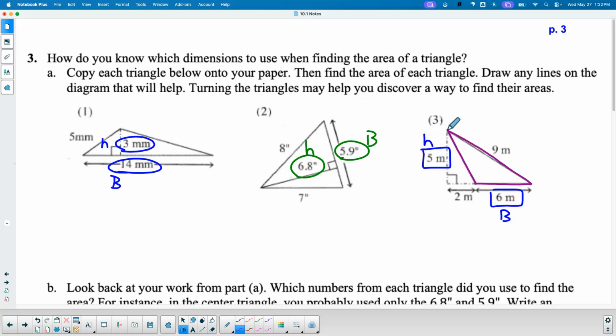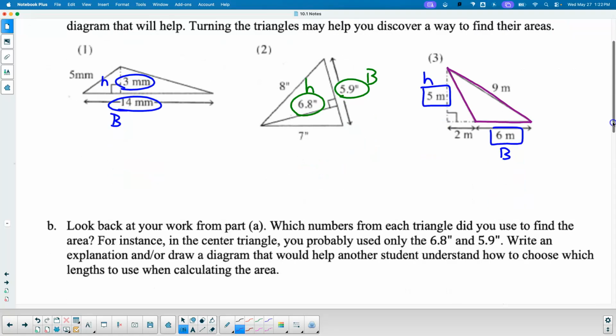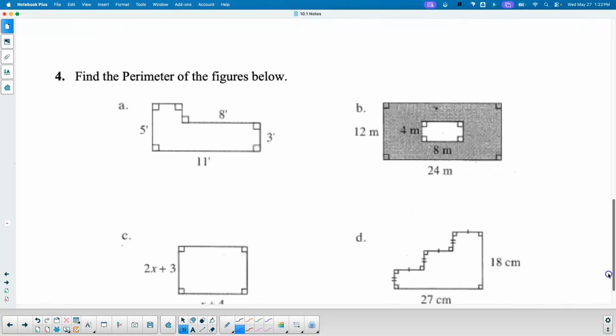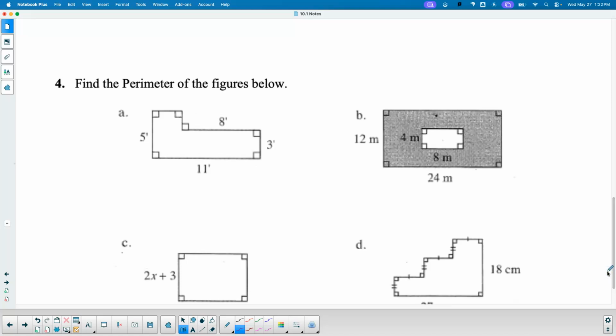Love it. Let's switch over to perimeters. Okay? So now same figures that we had before, okay? But perimeters, what's the word that goes with perimeter? Addition. So we have to find all of the sides first, then we can add them all up.